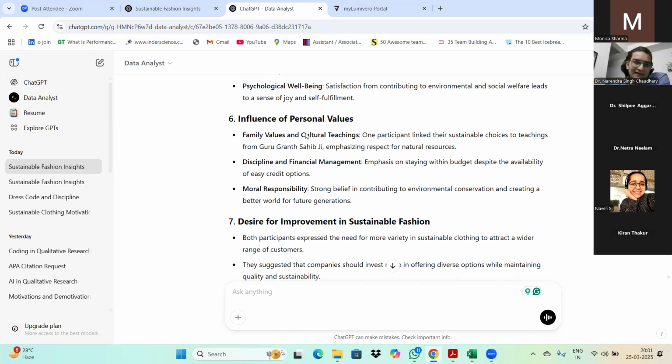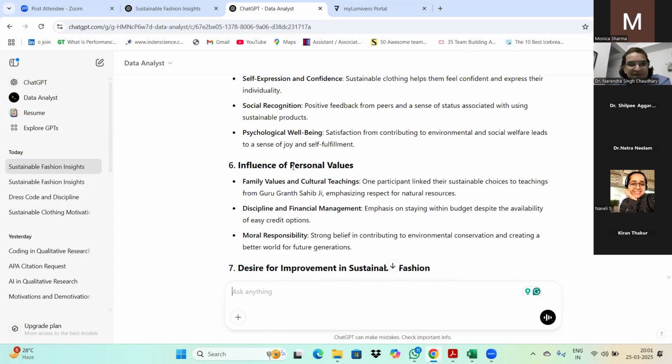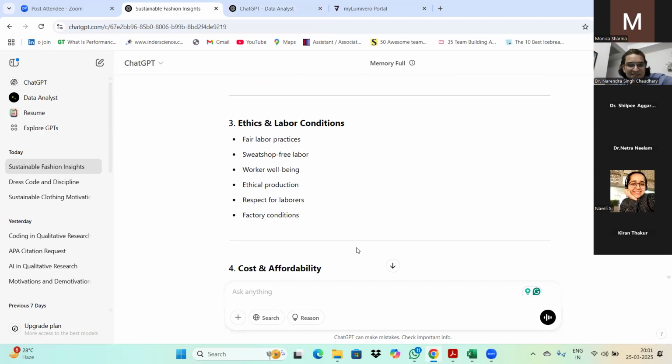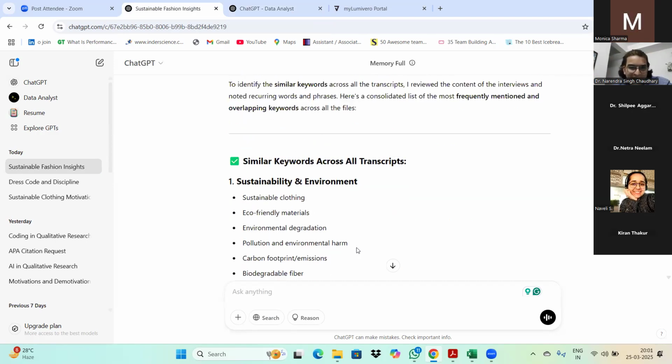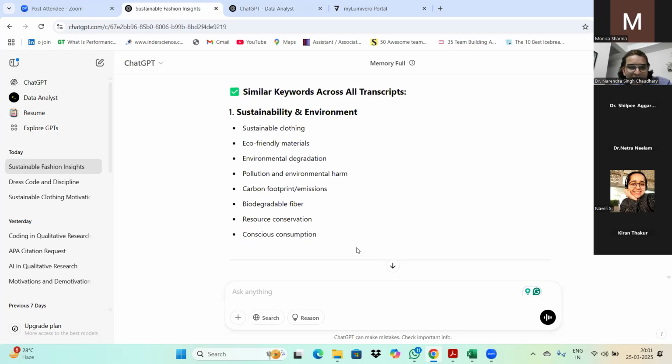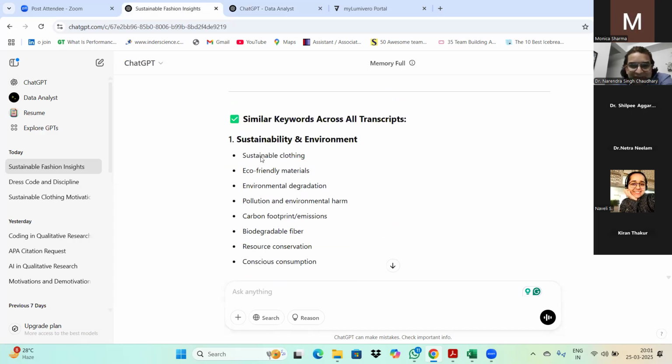Right. So is this clear, ma'am, how to give the prompts? Your prompt has to be very, very perfect and appropriate. Now, you can see they're talking about fabric and material, sustainable environment. See, this is a major theme and these are the sub themes.